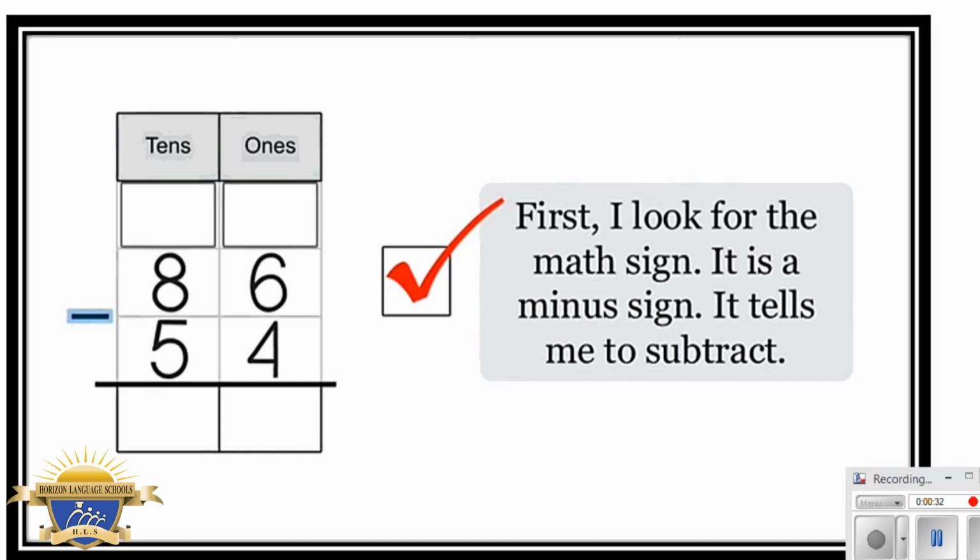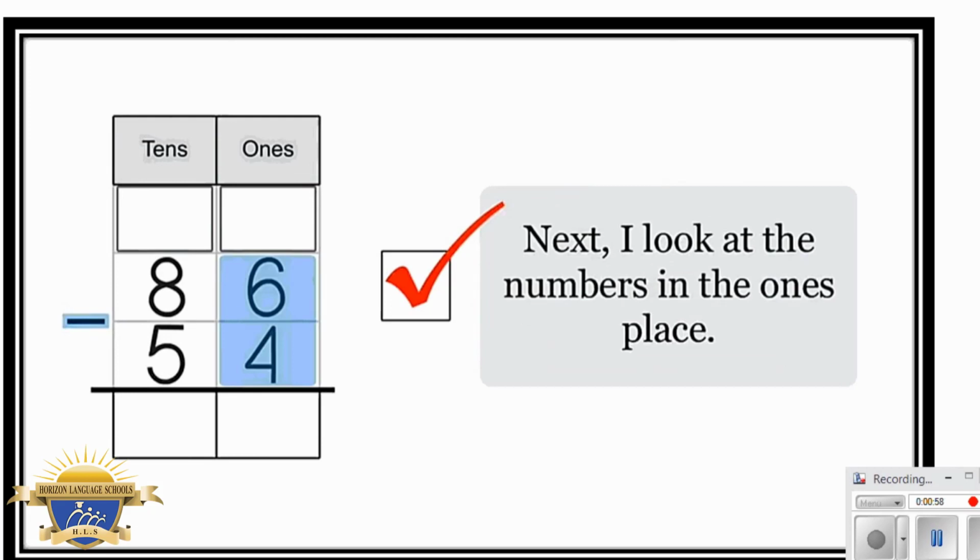The first step, look for the math sign. What is the sign here? Yeah, it's minus sign. So the minus tells me to subtract. So the first step, look for the math sign. We have minus, so I will subtract. Okay. Step number 2, I will look at the numbers in the ones place.